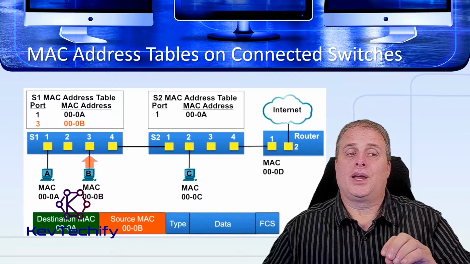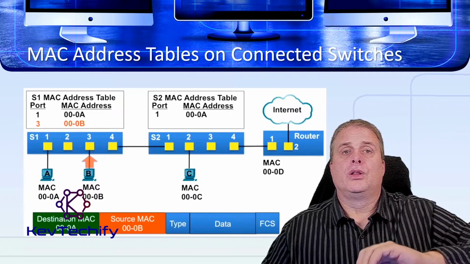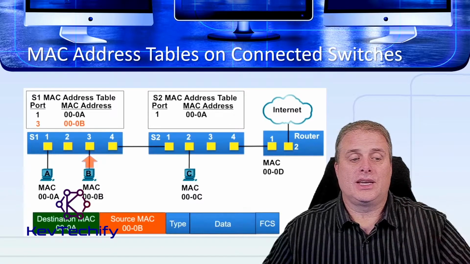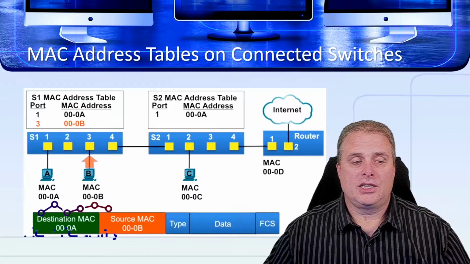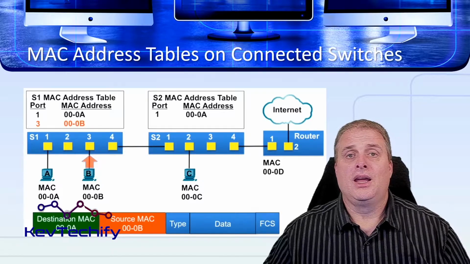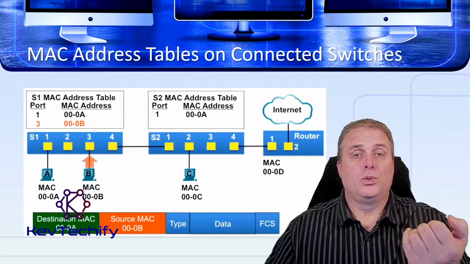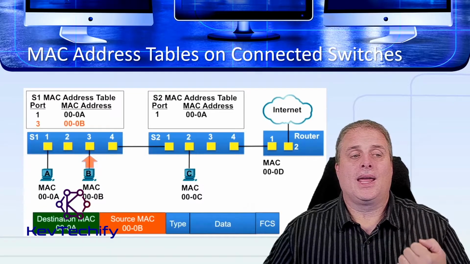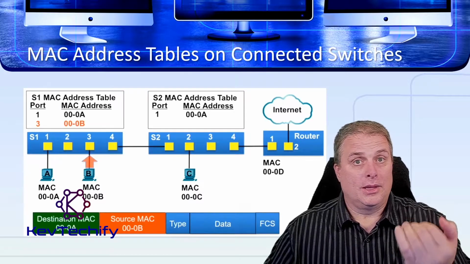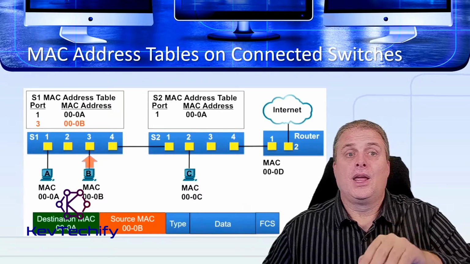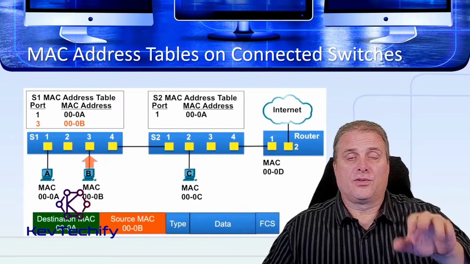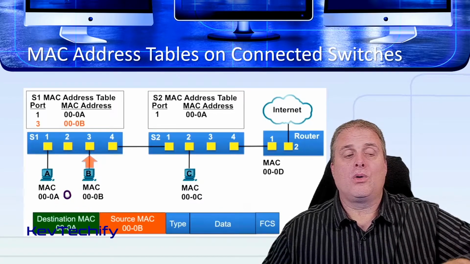Now that we've updated our MAC address table, we're going to look and see this destination MAC address. Destination MAC address is 00A. We look at our MAC address table. Do we know where MAC address 00A is? In the MAC address table, there is an entry for it. It is on port 1. Let's forward that frame out of port 1.